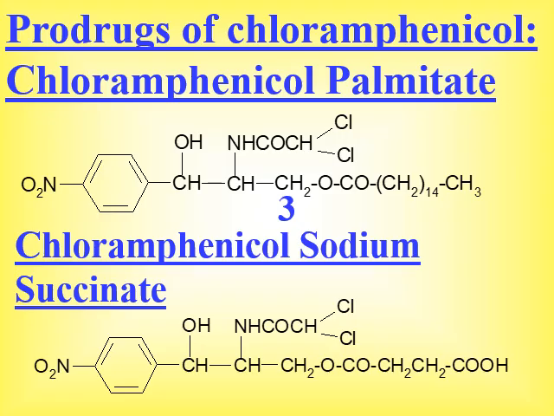Why do we synthesize chloramphenicol sodium succinate? To overcome the poor water solubility, so it is water soluble and we can give it by injection. Here we undergo esterification with the hydroxyl group in position number 3. Chloramphenicol sodium succinate is water soluble and can be taken by injection and undergoes hydrolysis in vivo, forming the active form.